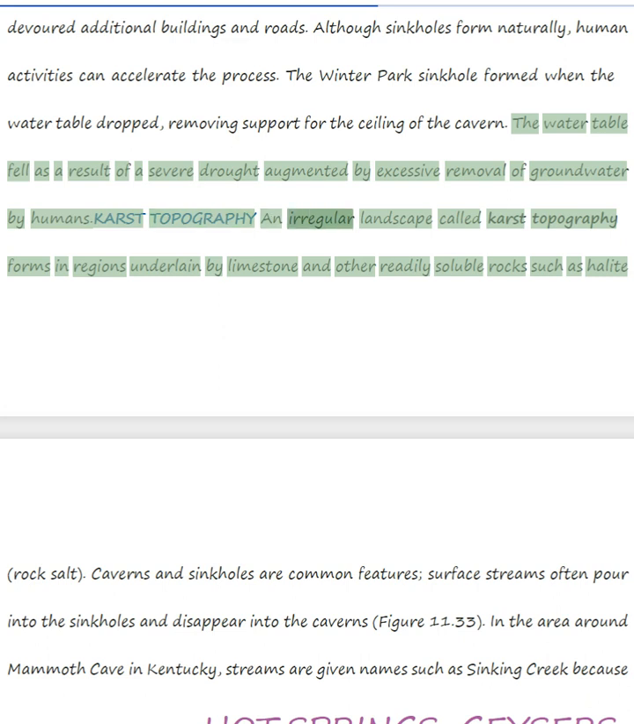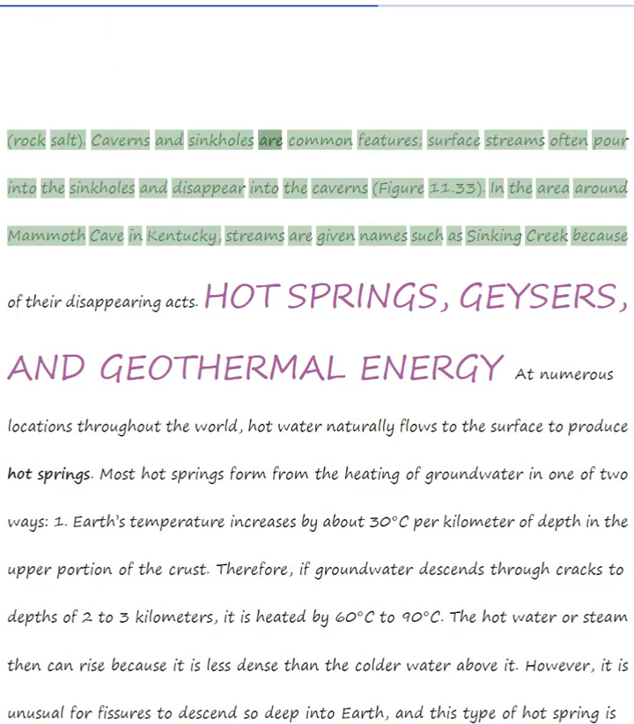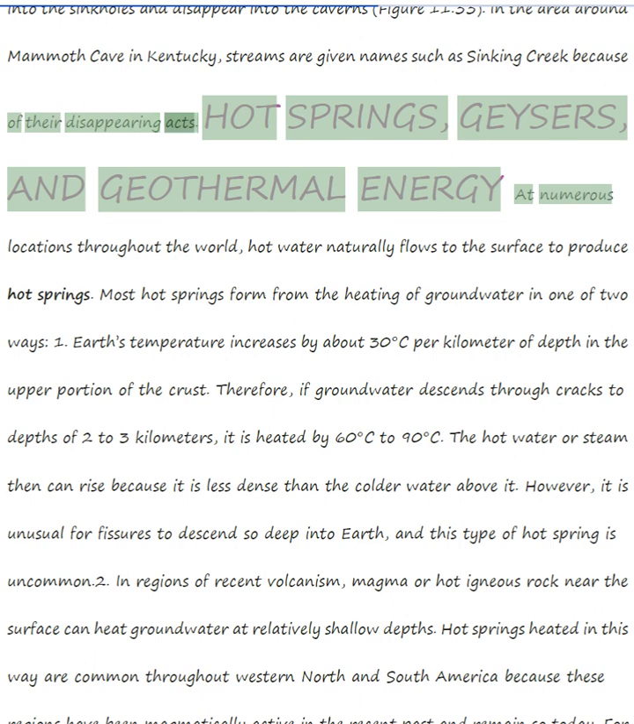Karst topography. An irregular landscape called karst topography forms in regions underlain by limestone and other readily soluble rocks such as halite. Caverns and sinkholes are common features. Surface streams often pour into the sinkholes and disappear into the caverns. In the area around Mammoth Cave in Kentucky, streams are given names such as Sinking Creek because of their disappearing acts.